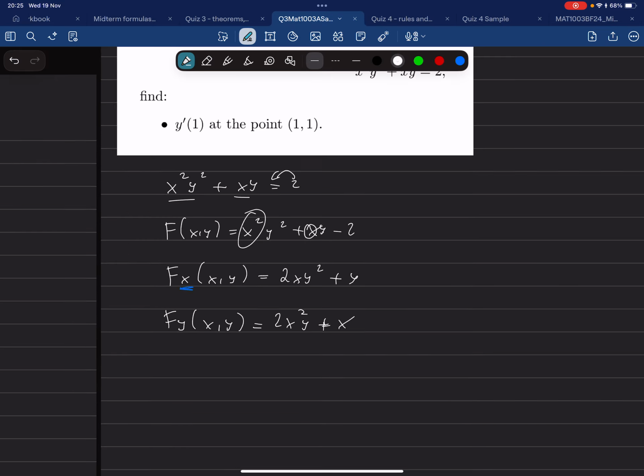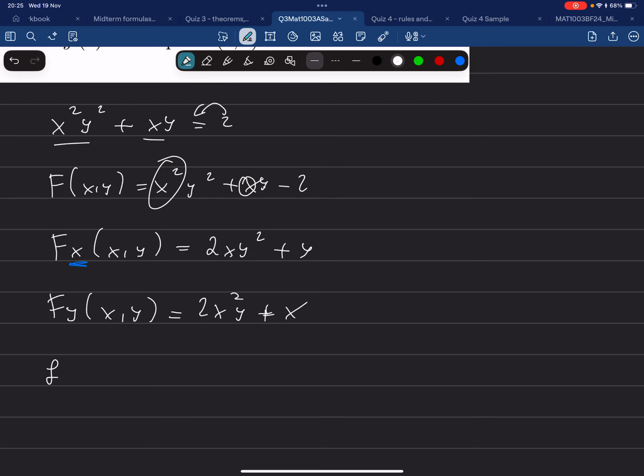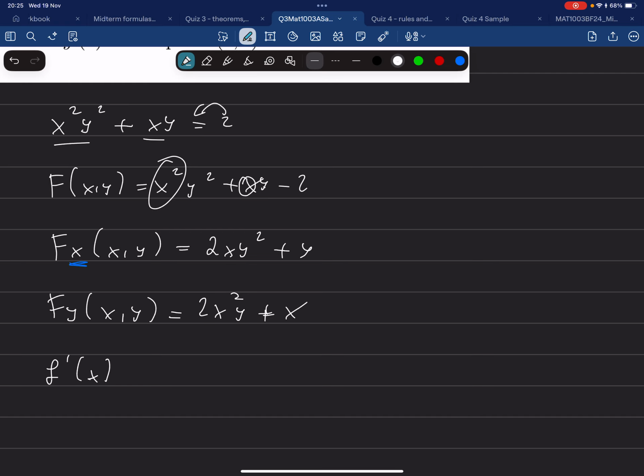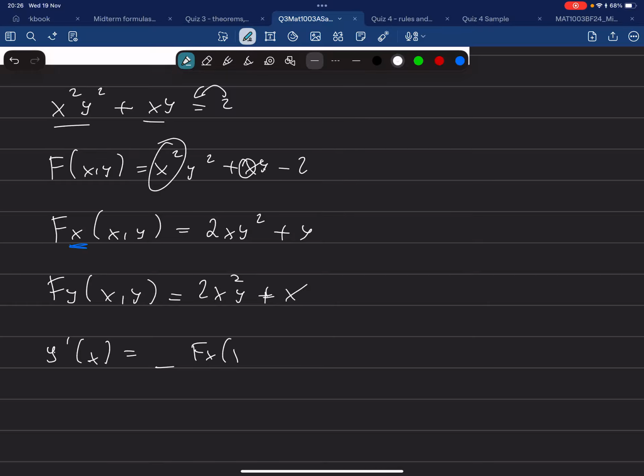Okay, from here, we need to find y prime of x. Even I forget the formula sometimes. Oh, sorry, y prime of x. I don't even know where that small f came from. Forgive me, I'm really tired. But I just had to do this urgently because the test was changed. So anyway, y prime of x. What does it equal? It equals minus fx of x and y over fy of x and y.